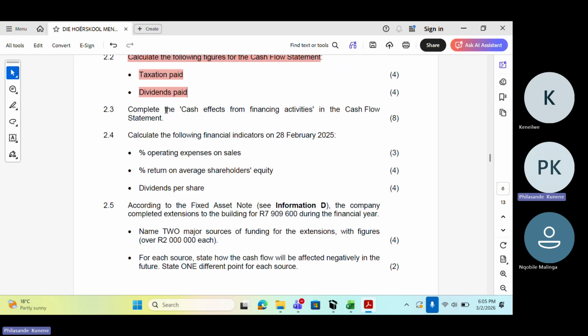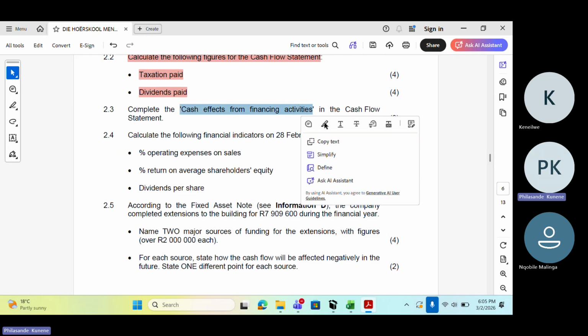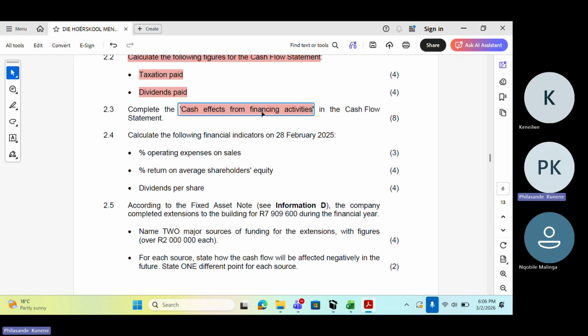2.3, they want us to complete the cash effects from financing activities in the cash flow statement. That is one thing that is more important that I want you guys to take note of. When it comes to exams, it's rare that they will ask you to do the full cash flow statement as we have been doing on those examples that we've been working on. But here, they're just going to ask you operating activities only. They're going to ask you investing activities only. They're going to ask you financing activities only. So they will not be asking you everything. So they can ask you a section of the cash flow statement, okay?